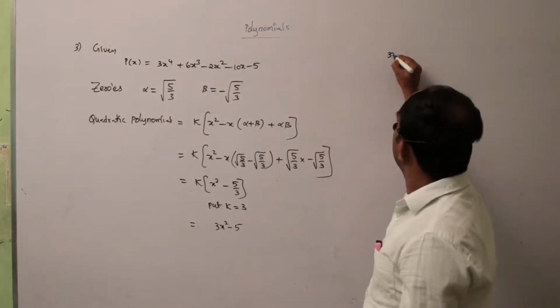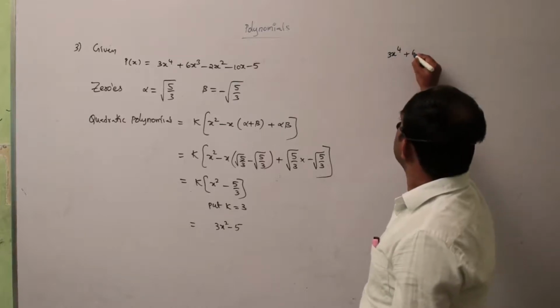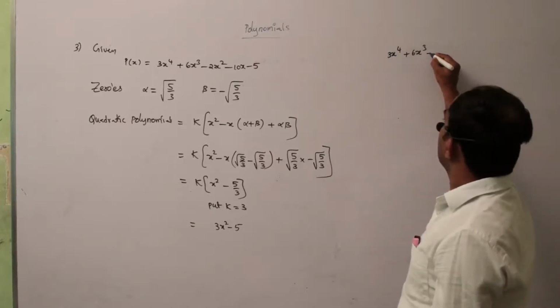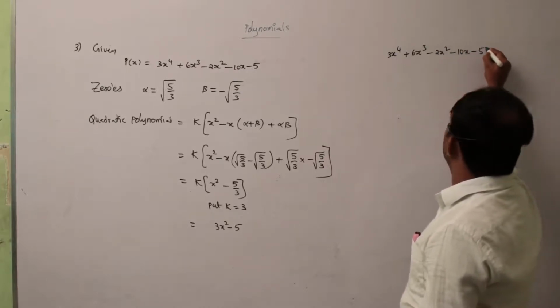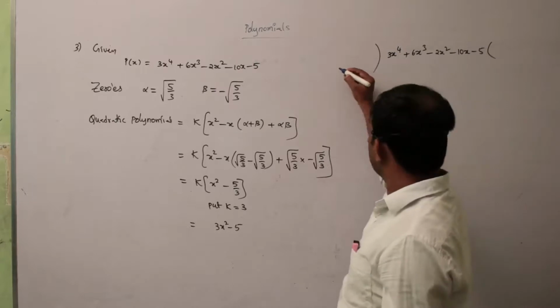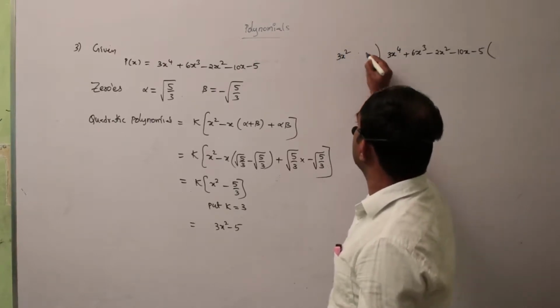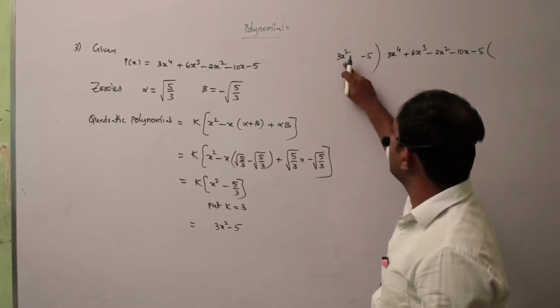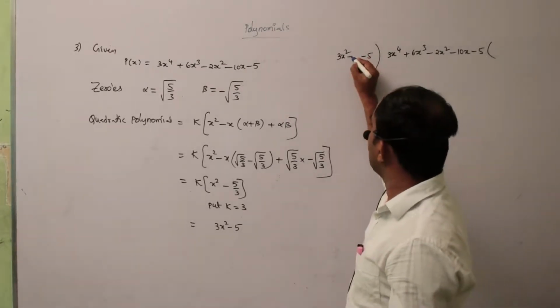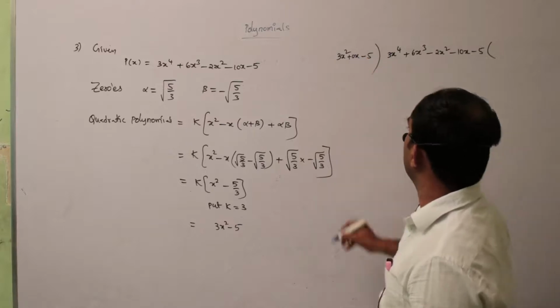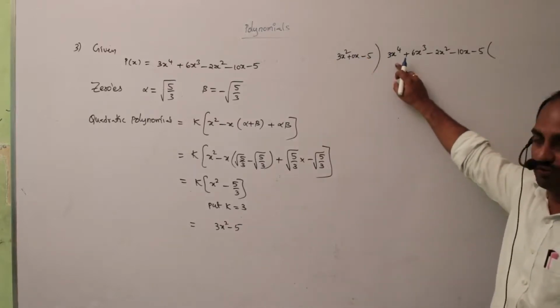Divide 3x to the power of 4 plus 6x cube minus 2x square minus 10x minus 5 by 3x square minus 5. See, after x square, what is the general term? The x term. But here the x term is not there, that's why you have to write 0 into x. Same concept we know very clearly.